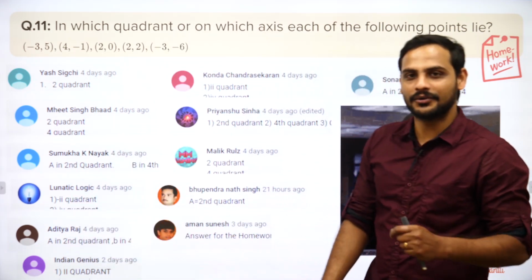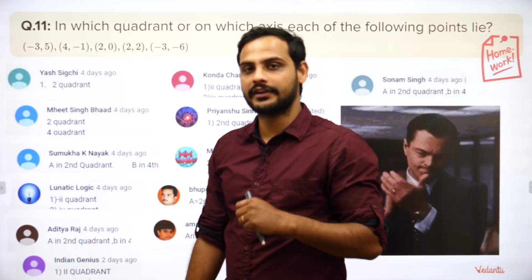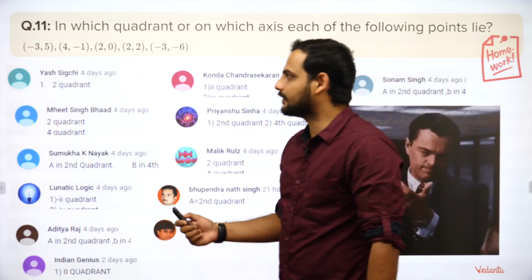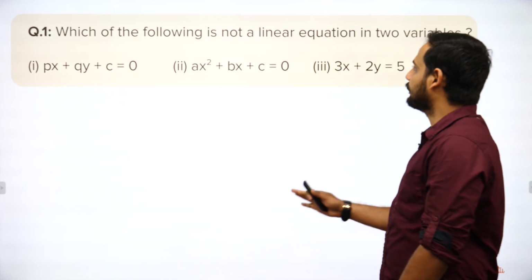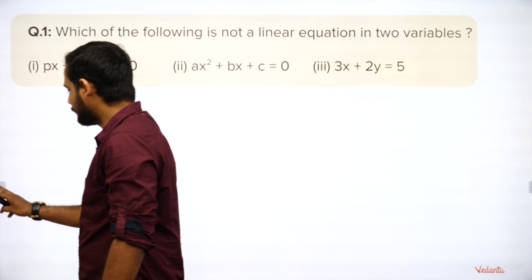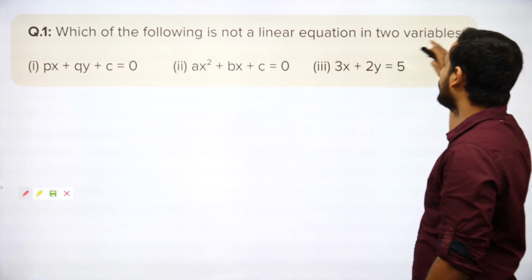Today, as I have told you, we will be starting with linear equations in 2 variables. The first question of this part is: which of the following is not a linear equation in 2 variables? If you look at this question, the whole name of the chapter is here: linear equation in 2 variables.